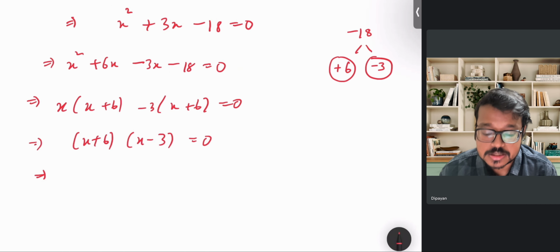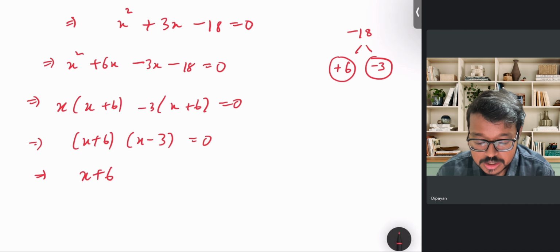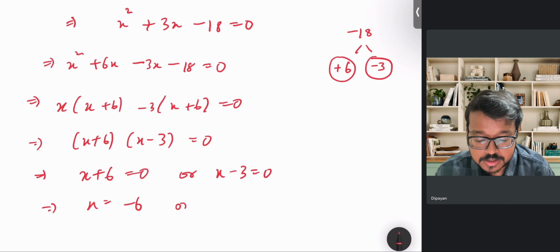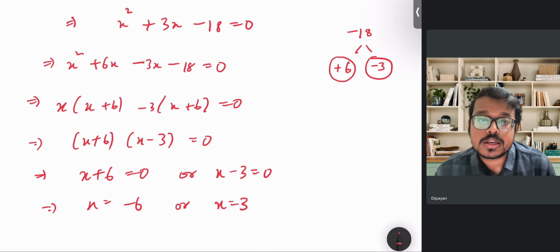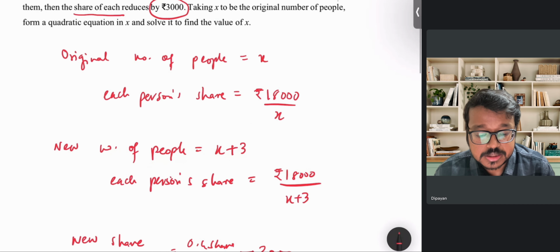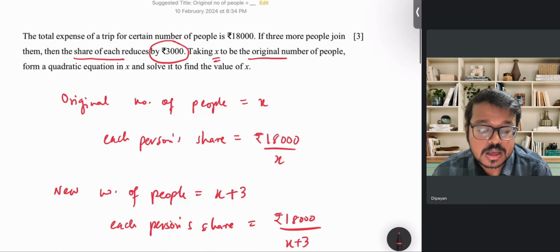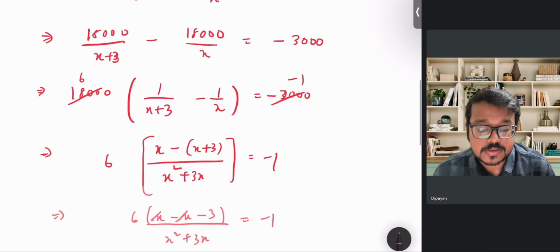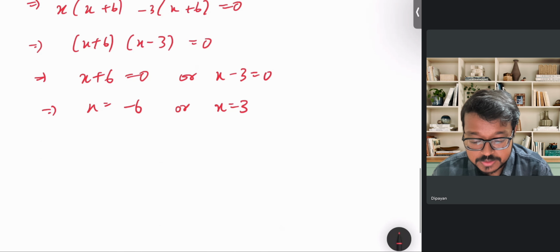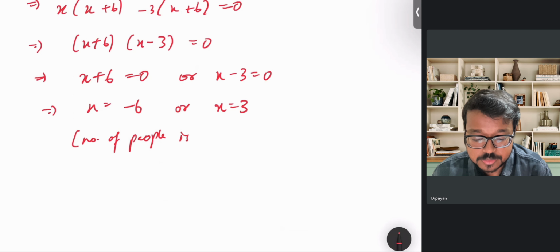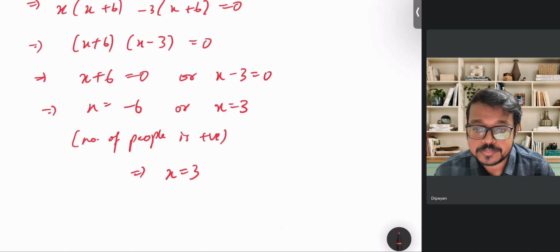The product of these two things is 0, so individually they can be 0. x plus 6 is 0 or x minus 3 is 0. So x can be minus 6 or x can be 3. Now if we go back to the question, x was supposed to be the original number of people. The number of people cannot be negative, so the number of people is positive, so that means x equal to 3 is the solution.